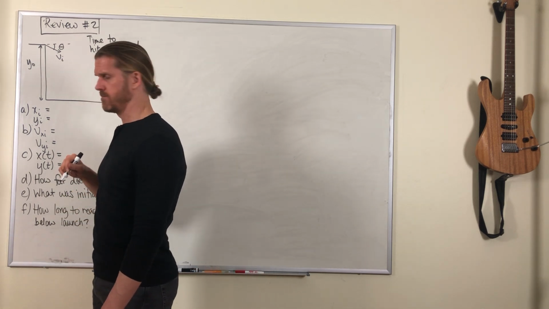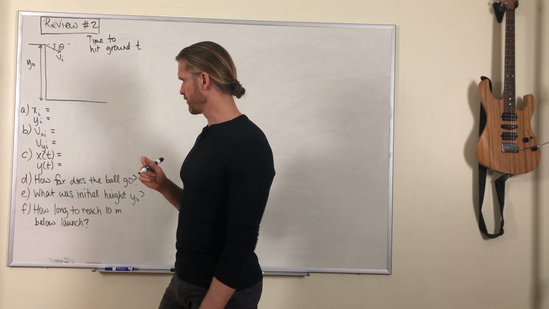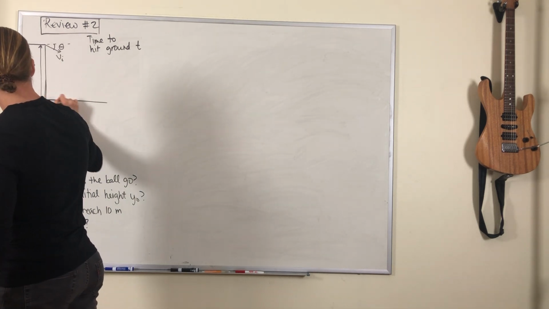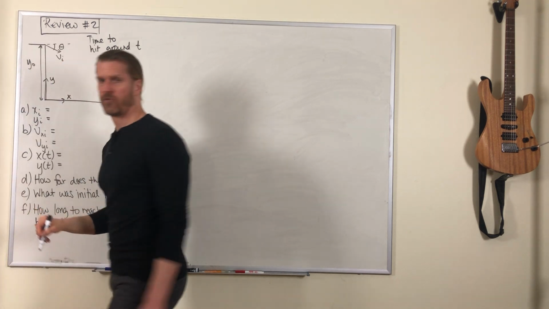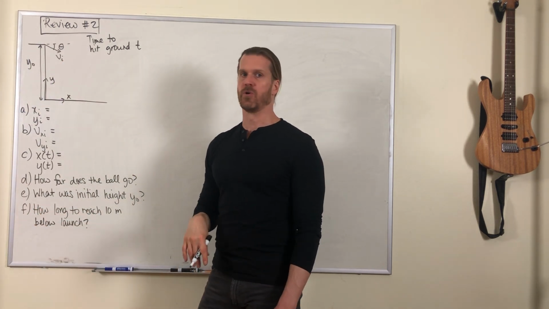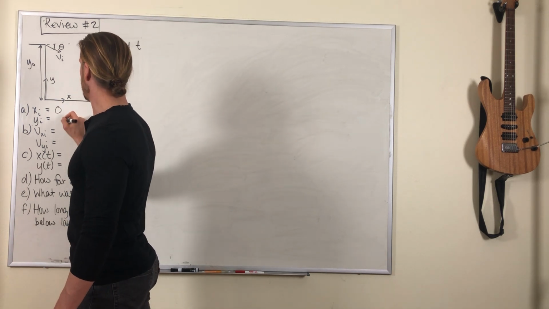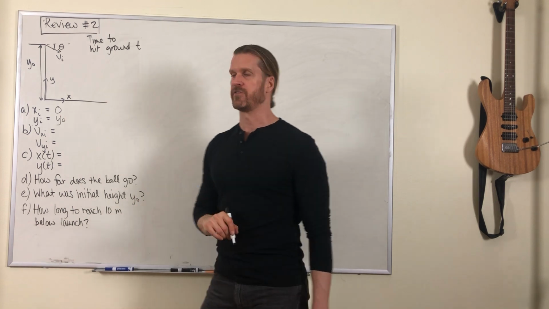Okay, so as in problem 1, we're going to set this up. We'll list the initial positions. That's assuming a coordinate system where the origin is directly below where the ball is launched from. So x initial is going to be 0, and y initial is this mystery height, y0.